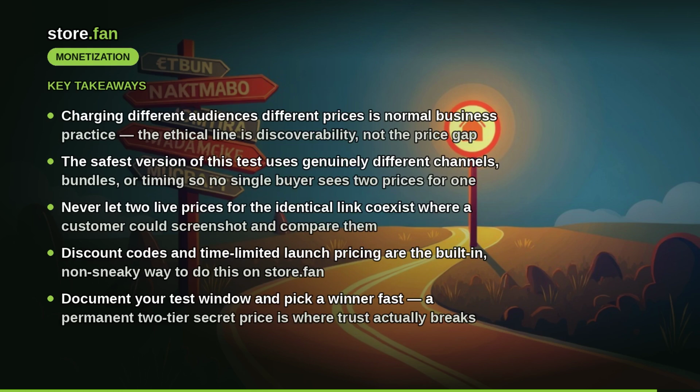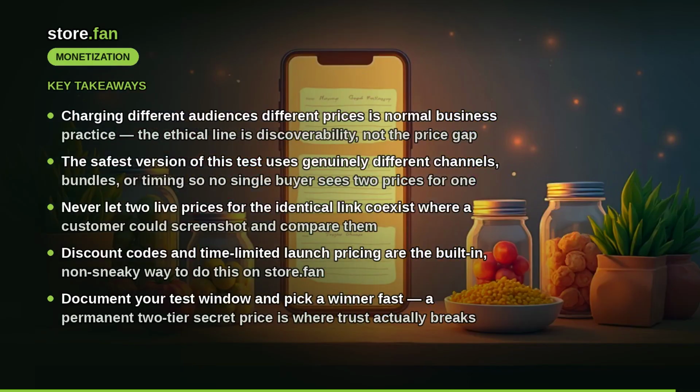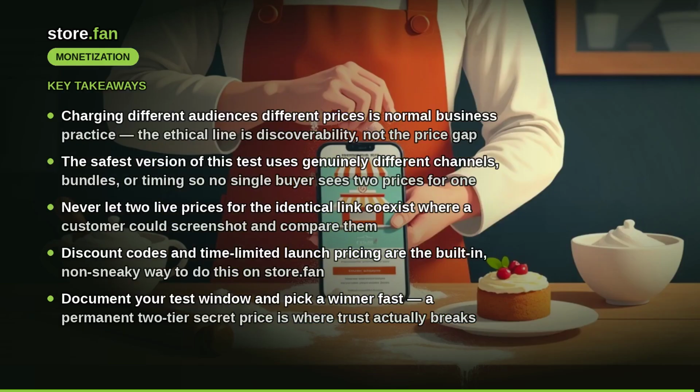The safest version of this test uses genuinely different channels, bundles, or timing so no single buyer sees two prices for one identical purchase. Never let two live prices for the identical link coexist, where a customer could screenshot and compare them. Discount codes and time-limited launch pricing are the built-in, non-sneaky way to do this on store.fan. Document your test window and pick a winner fast. A permanent two-tier secret price is where trust actually breaks.